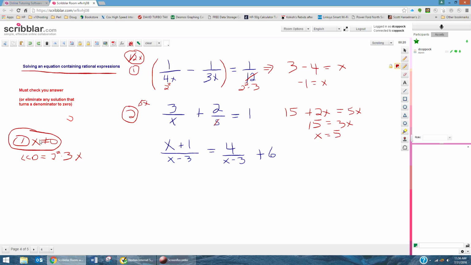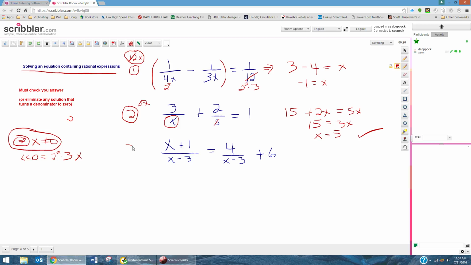X is 5. It doesn't match our solution that we would reject. We could picture putting this 5 in here for x, the original problem. 3/5 plus 2/5 equals 5/5, which equals 1. So it also checks.